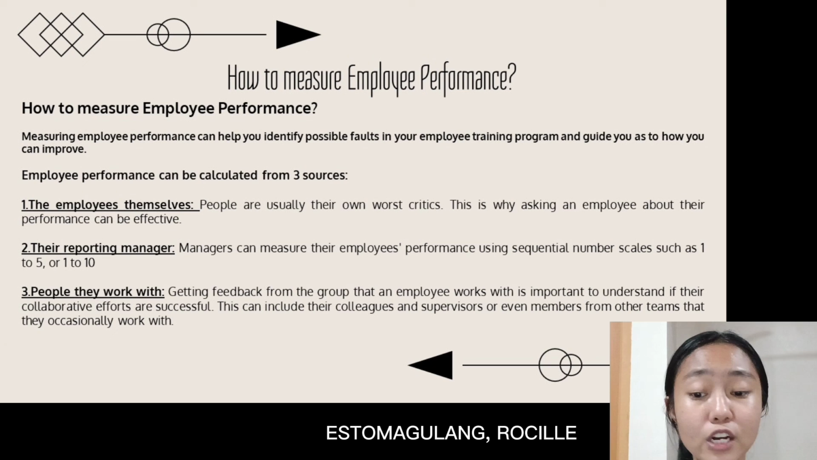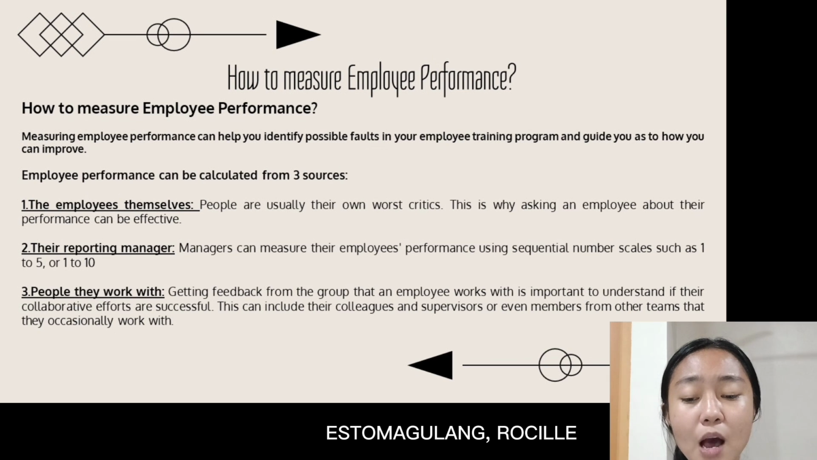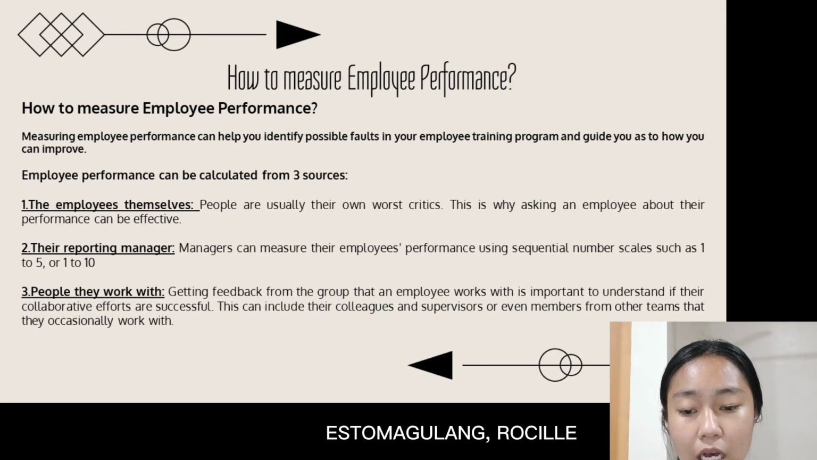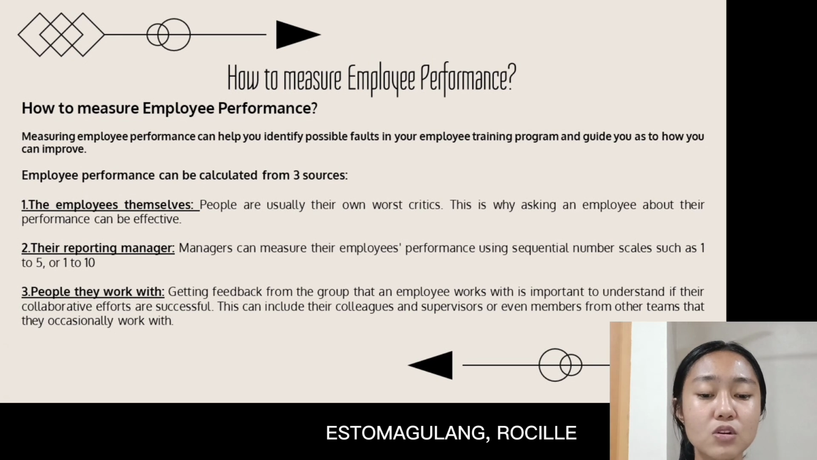The third one is the people they work with, the environment that they work in. It is important for an employee to get feedback from the group that they work with to know if their efforts to work together are working. This can include their work colleagues, their supervisors, or even people from other teams with whom they sometimes work.